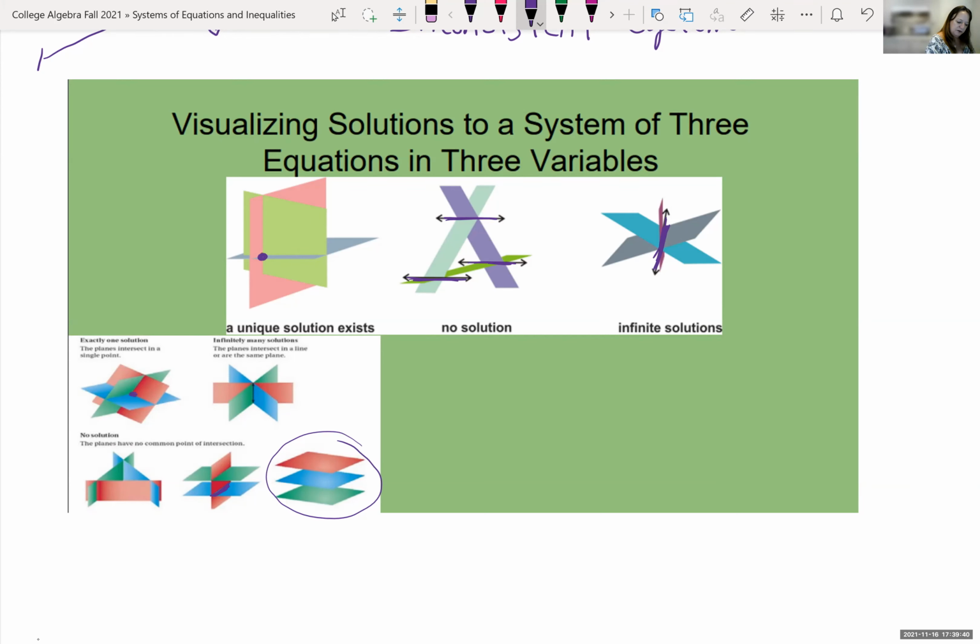In the first example in these pictures on the corner, there's only one solution. Here, there's an infinite number of solutions because all 3 are intersecting at this line. And the bottom one, there are 3 cases of no solution.